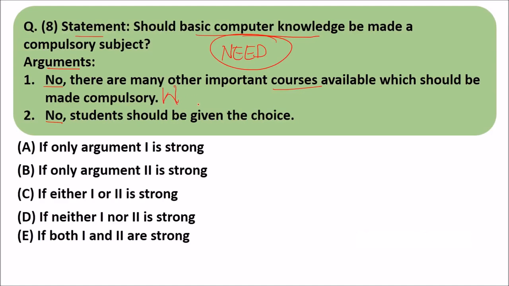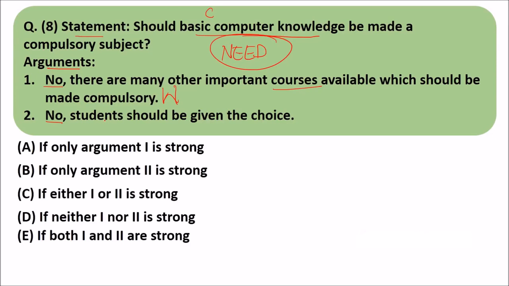There might be other important courses. Okay, you can make basic computer knowledge compulsory, and you can even have other important courses which could be made compulsory, but you cannot skip computers. Okay, you cannot skip basic computer knowledge. So the first argument is weak.